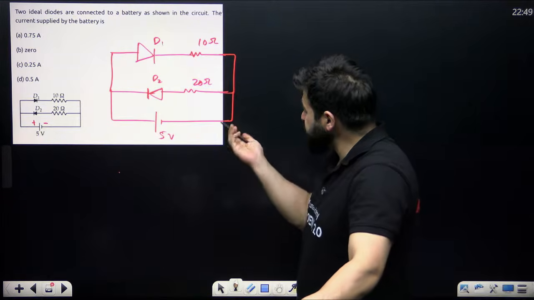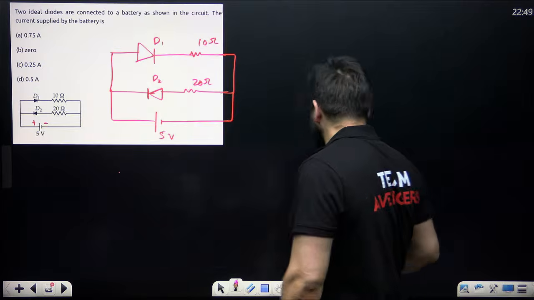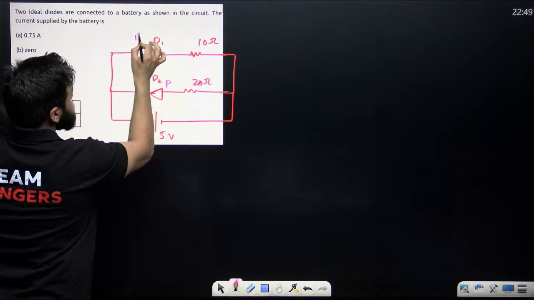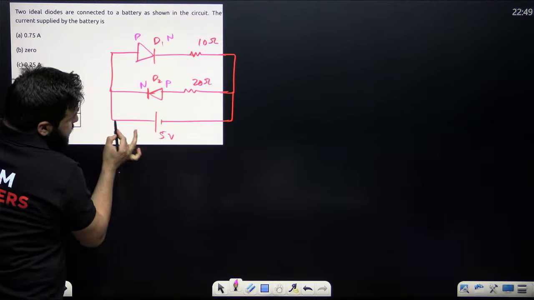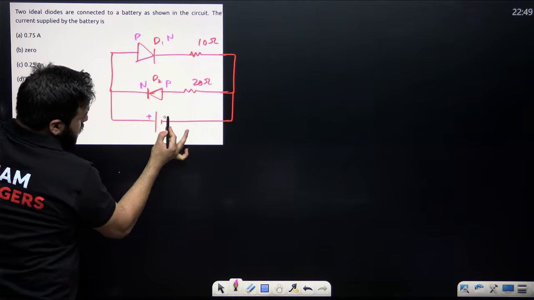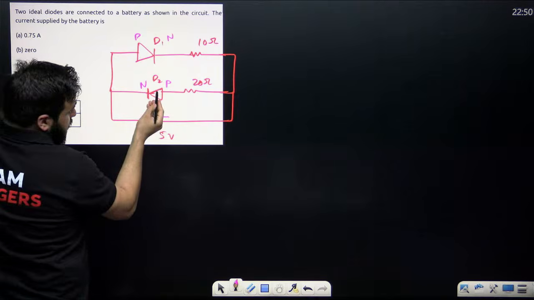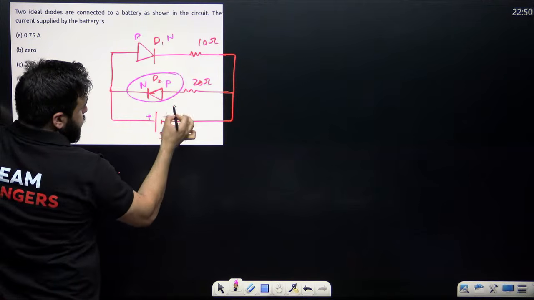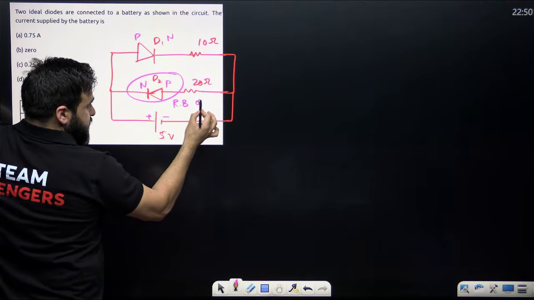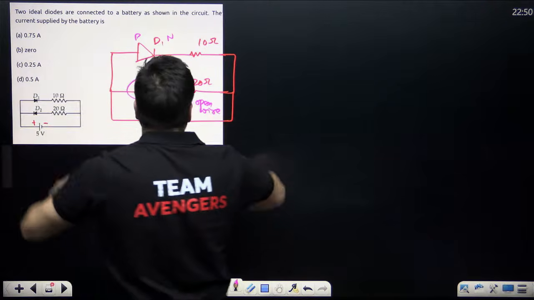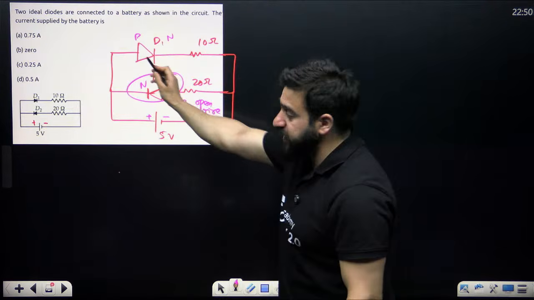See guys, it is simple, bro. This is N side, this is P side. N side is connected to the higher potential. P side is connected to the lower potential. So in this particular case, this is reverse bias. If it is reverse bias, this is open, so remove this. And this is in forward bias, so it will behave like a simple wire.